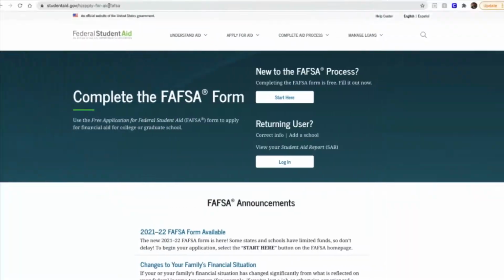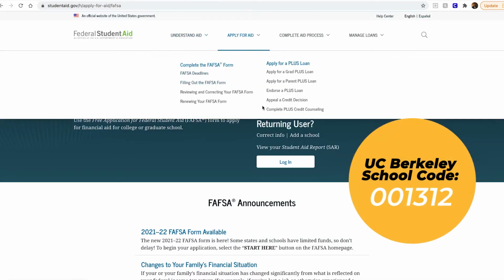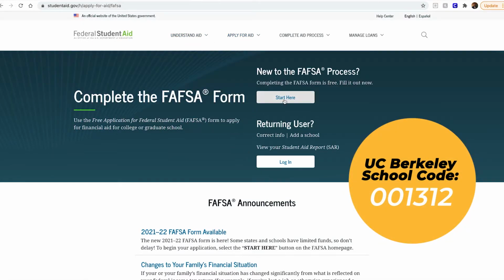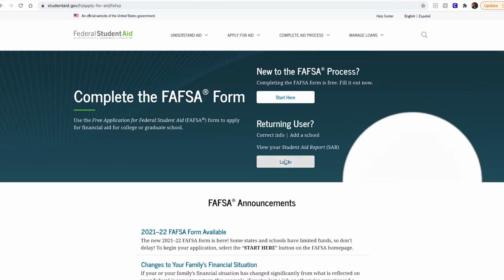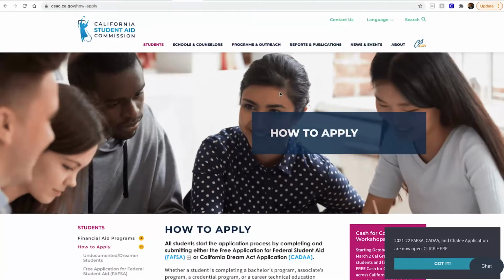Let's talk about which application you should apply for. U.S. citizens and eligible non-citizens file a free application for federal student aid. You can find the application at fafsa.gov. UC Berkeley's federal school code is 001312. Students who qualify for an AB 540 waiver may be eligible for financial aid under the California Dream Act via the California Student Aid Commission. You can find the application at dream.csac.ca.gov. Both applications are free, and you should never have to pay for completing either of these aid applications.